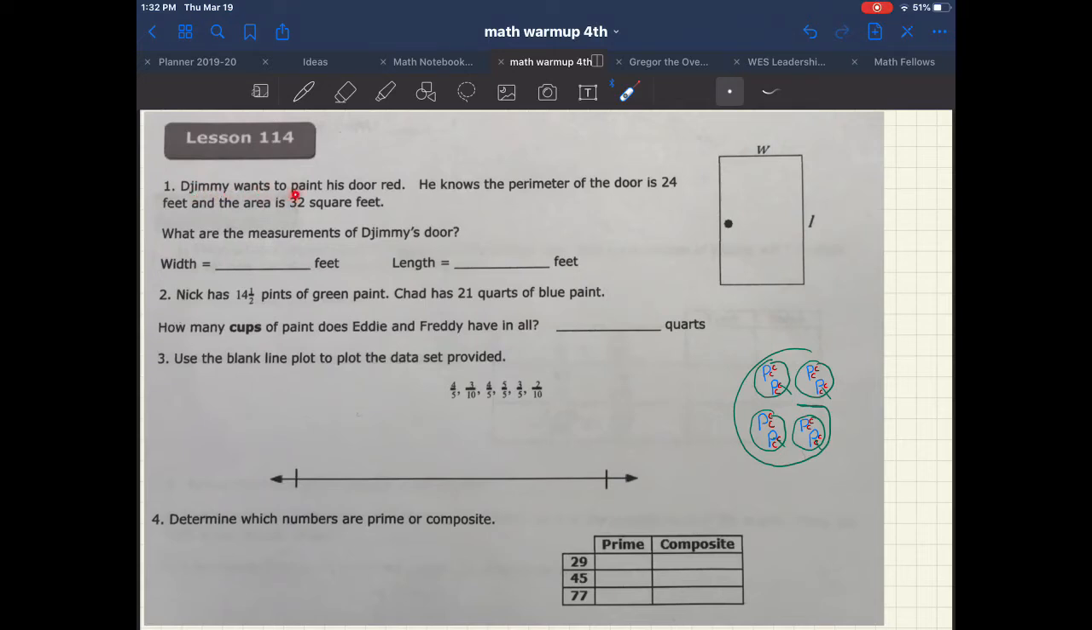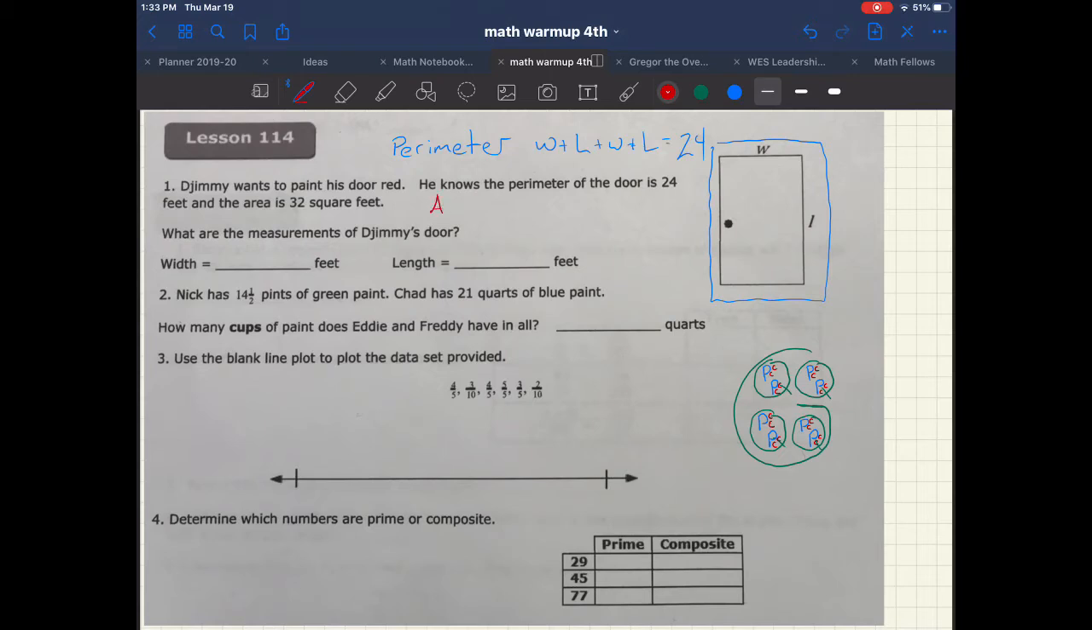We've got number 1. Jimmy wants to paint his door red. He knows the perimeter of the door is 24 feet and the area is 32 square feet. So first we need to remember that perimeter means the outside edge, so we are going all the way around, past the width and that length, and then that width and the length again. Altogether that is going to be 24 feet.